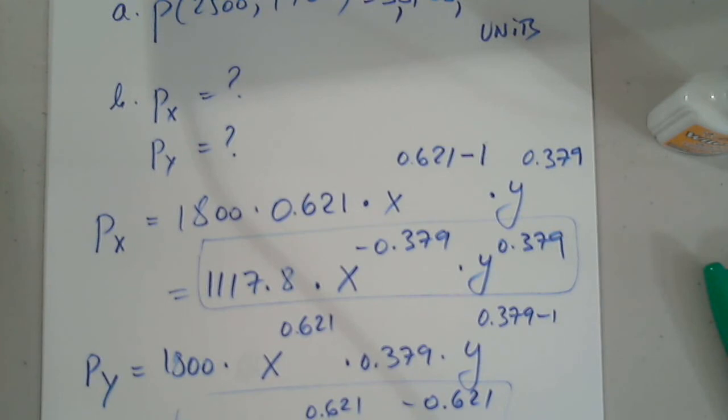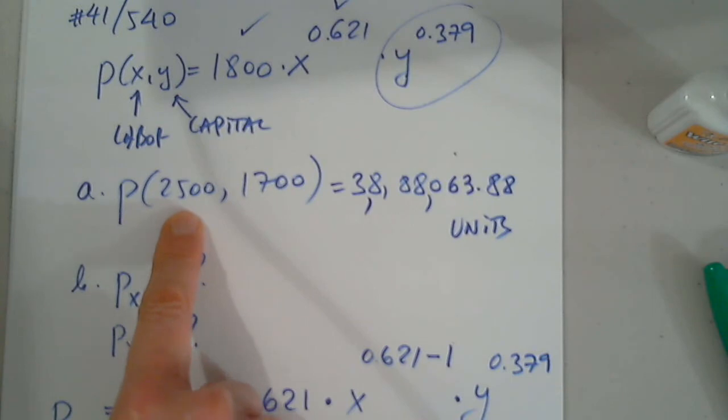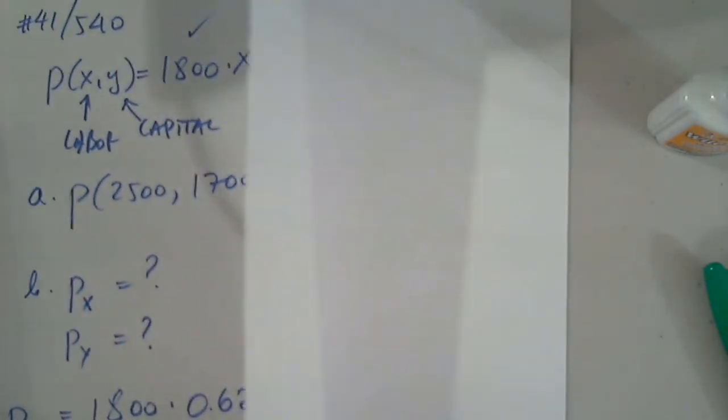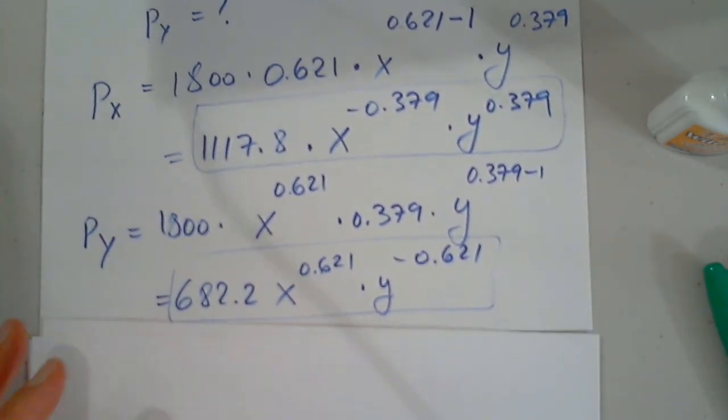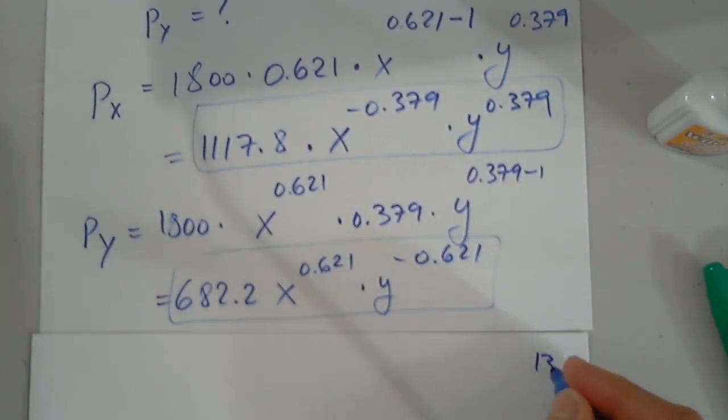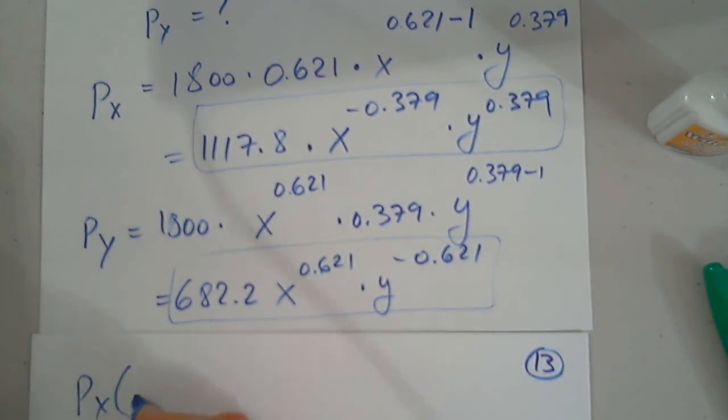So part C, evaluate the marginal productivities at the given point, initially the 2500. Do I still have time? As I said, I can only look at my phone. So now we evaluate this when X is 2500 and Y is 1700. That's all they're asking us. Next. So Px at 2500, comma 1700, and Py at 2500, comma 1700.